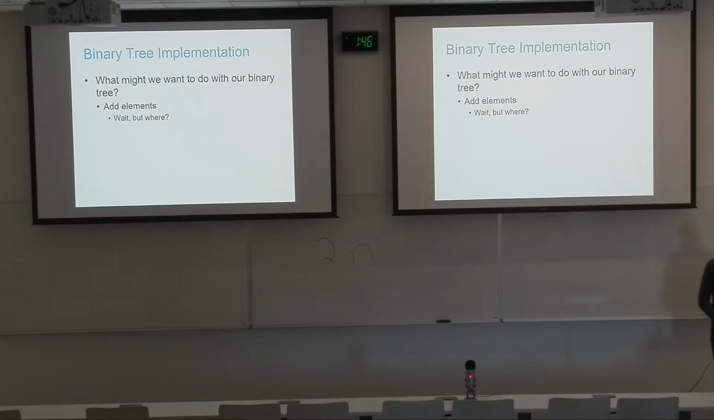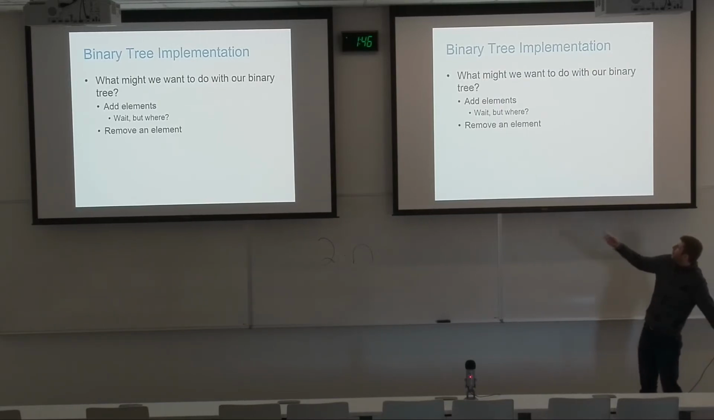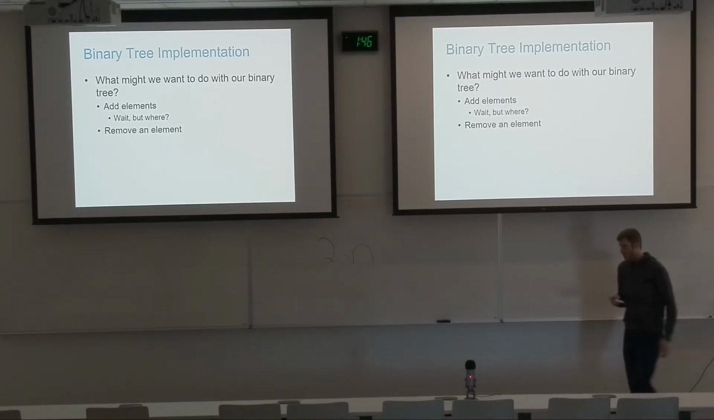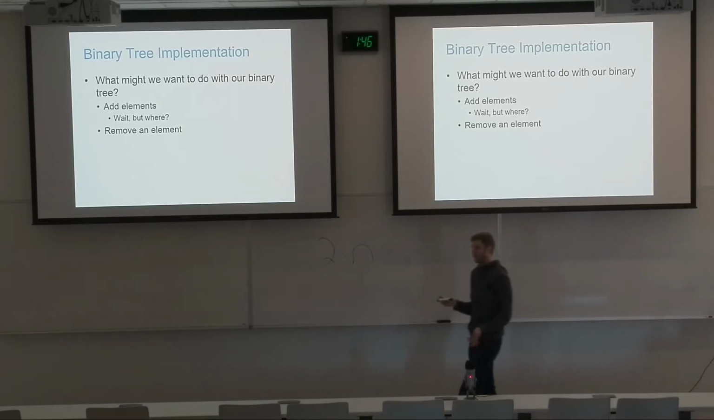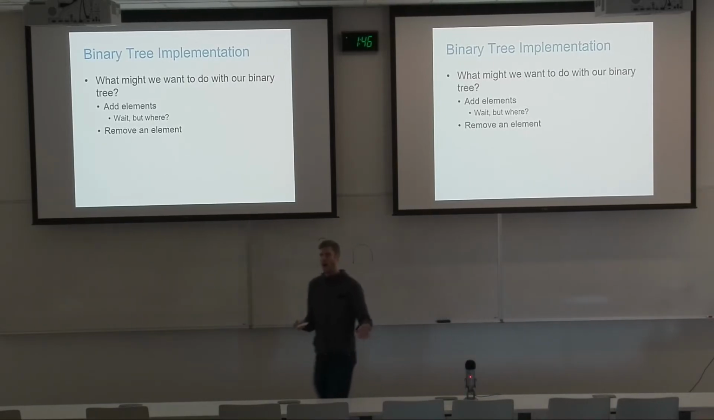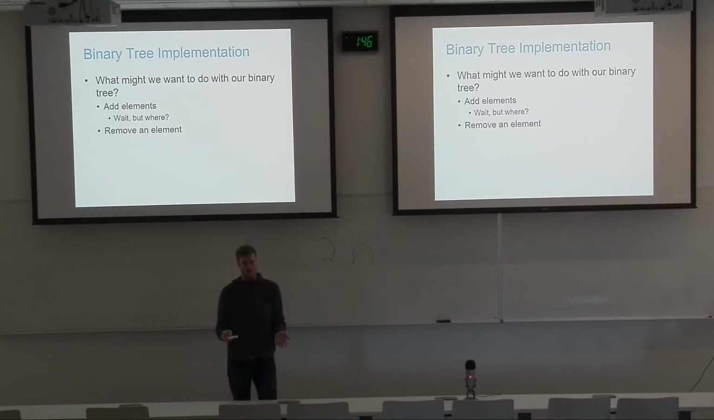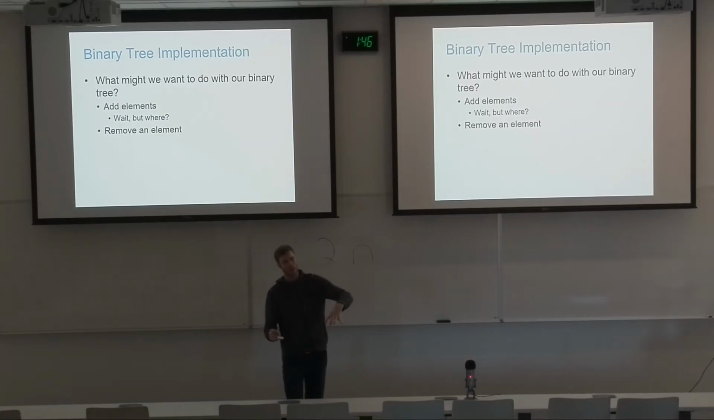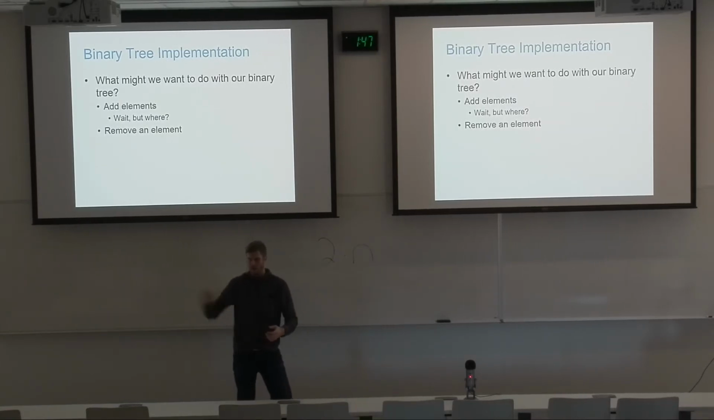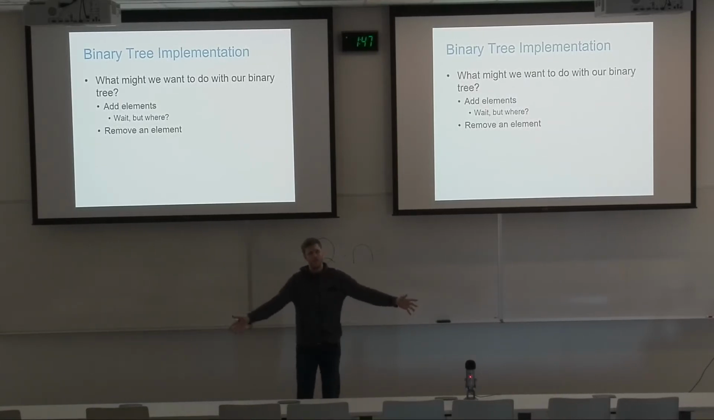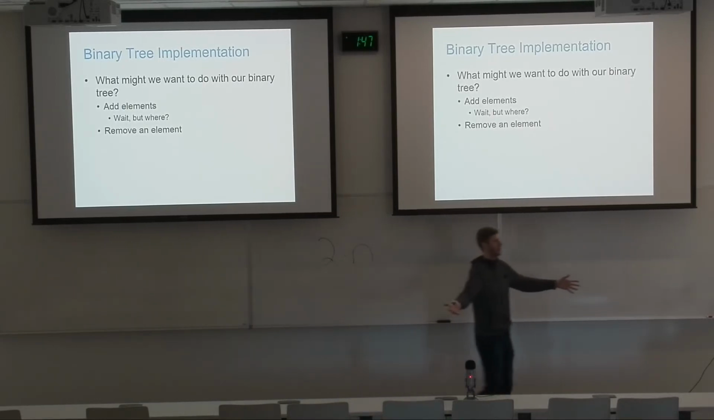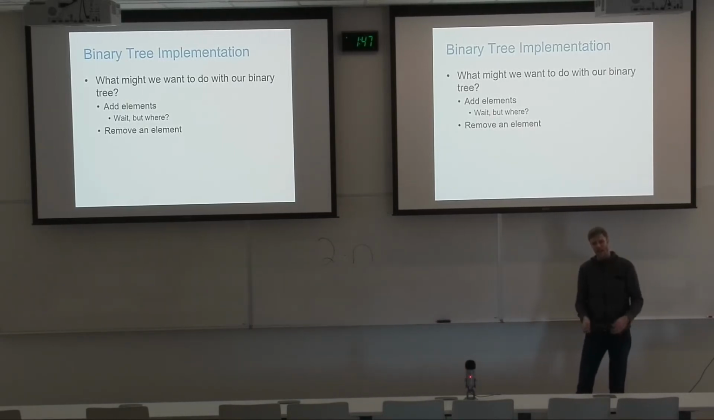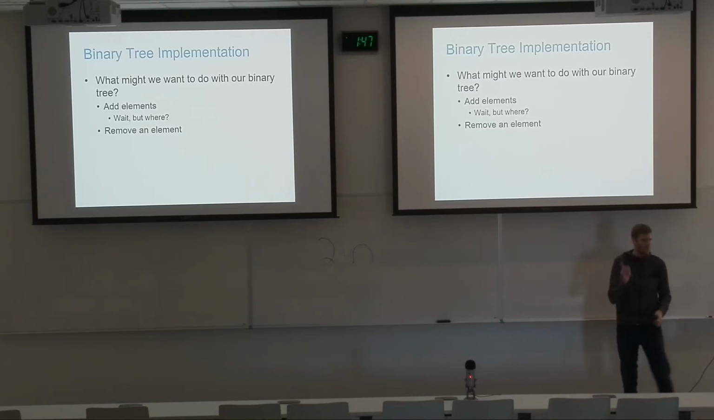So how might we implement it? What would we want? Well, we're probably going to want a way to add elements. And you might be asking, well, where do I add the elements? There's a lot of options. Do I add it like at the root? Do I create a new root? Do I just go to the most shallow subtree? Do I fill left to right? I mean, the way you add the nodes, the way you add elements, kind of depends on what you want. So that's going to be complicated.